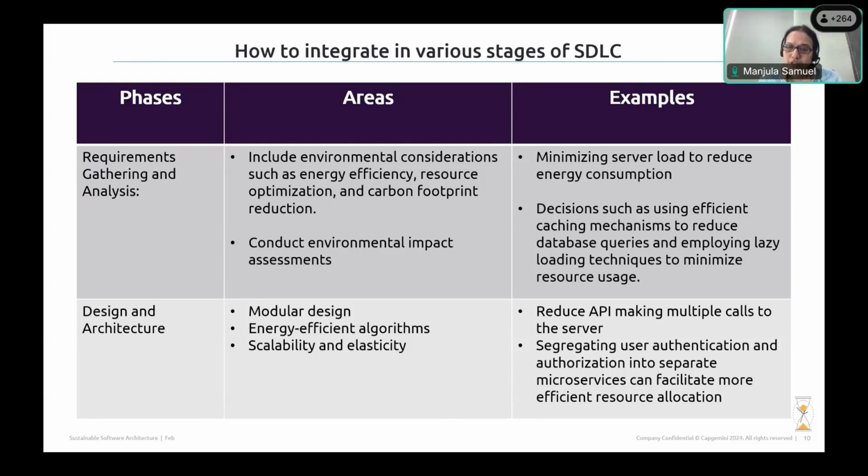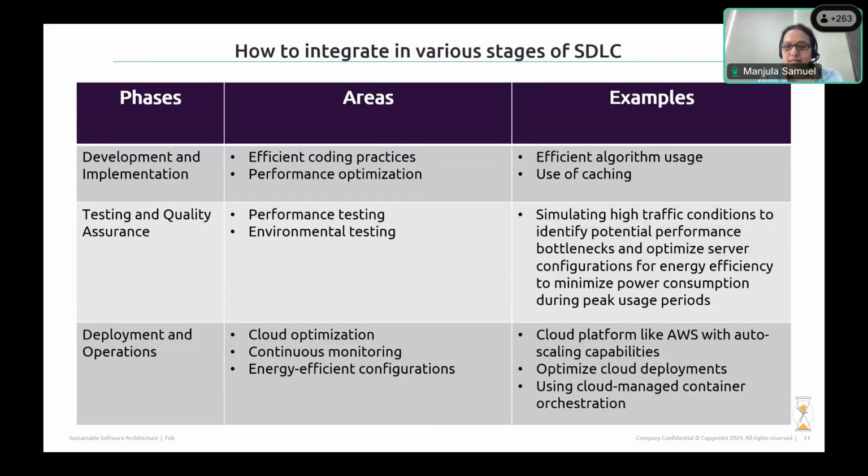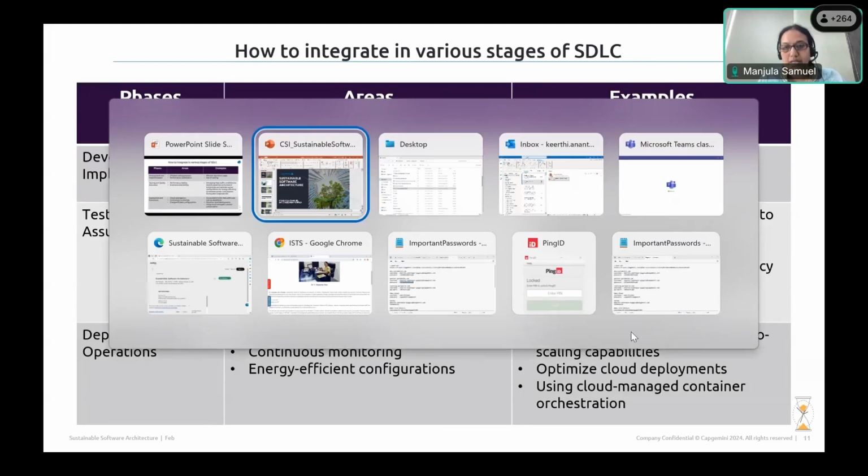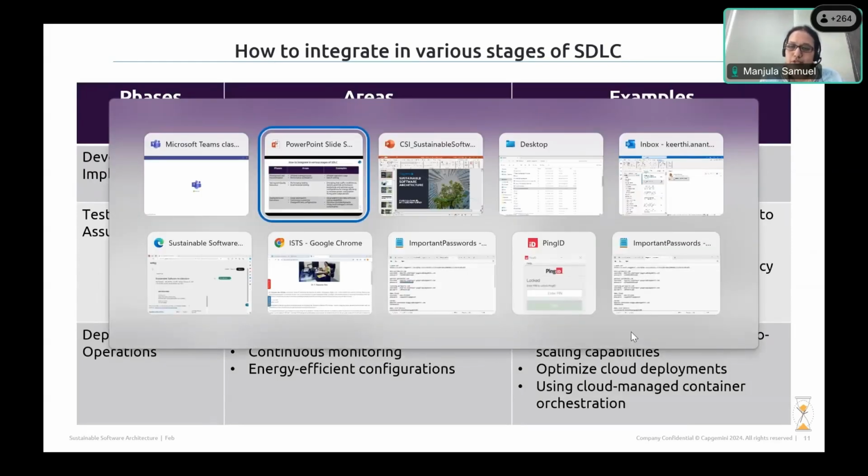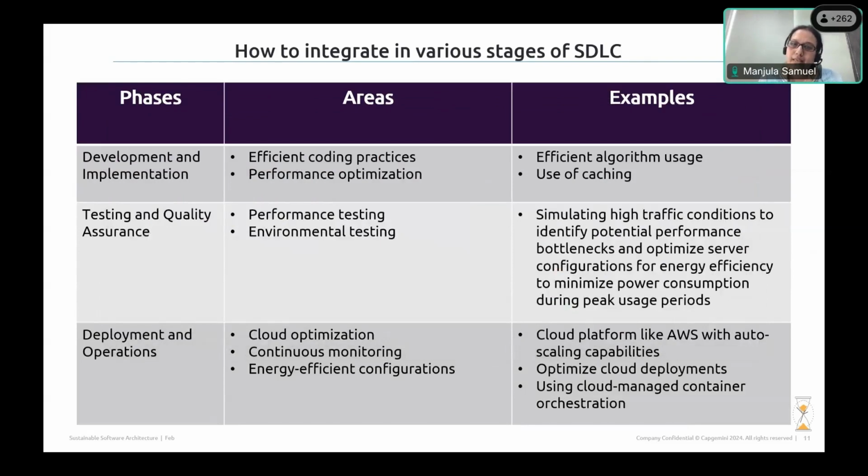Moving to the development and implementation phase, encourage our developers to write clean and efficient code that minimizes your resource consumption, reduces your energy usage, and promotes sustainability. You optimize your code and algorithms for performance to minimize, again, your energy consumption. Use development tools, frameworks and programming languages that prioritize, again, energy efficiency and resource optimization.